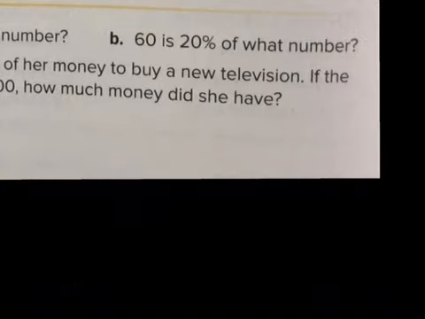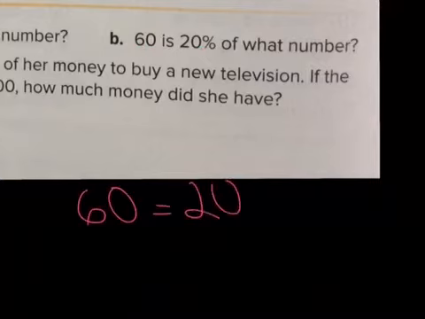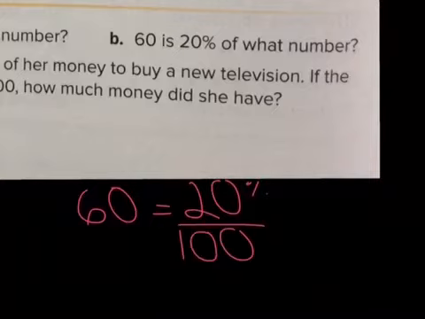B. Again, we have 60 is 20%, right? 20% we know is out of 100. So 60 is 20%. We know that 20%, boys and girls, is 1/5, right? When we simplify it, 1/5. Here's 120, and here we have 5 20s. So this is 1/5. Well, this is only 1 out of 5.